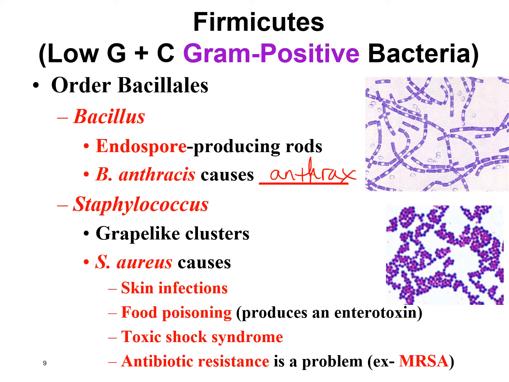And then we do have some antibiotic resistance problems with Staphylococcus aureus. So remember that Staphylococcus aureus is one of our ESCAPE pathogens. So it's the S in ESCAPE. And so the antibiotic resistance that we do have, one example there is MRSA, the methicillin-resistant Staph aureus.